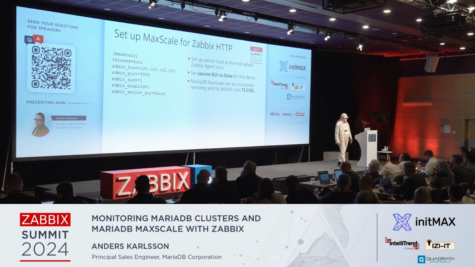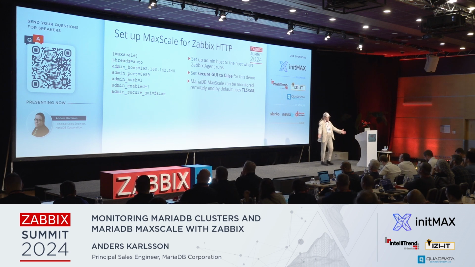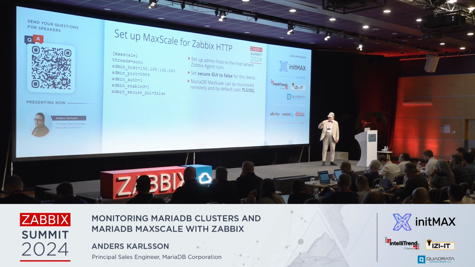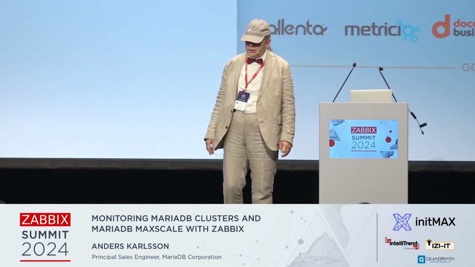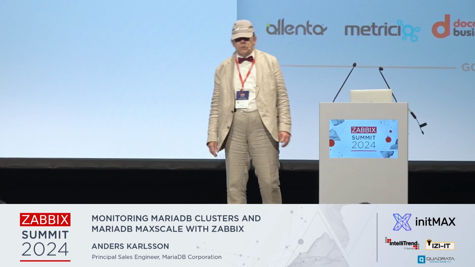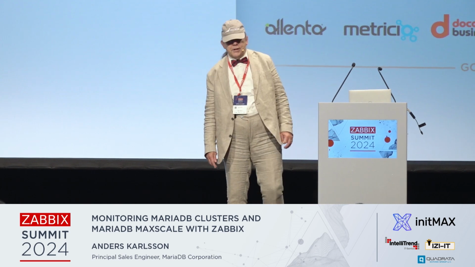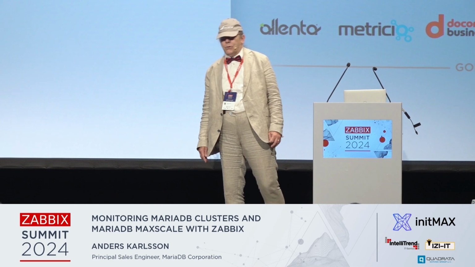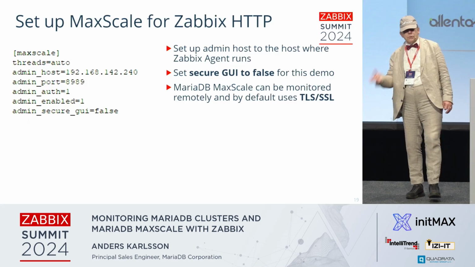So, now we're getting somewhat technical. To be able to use Zabbix to monitor MariaDB MaxScale out of the box, using the REST API, HTTP API, REST JSON, we need to set up a couple of things. Most of this is standard MaxScale configuration. The parameter to watch for is the last one, admin_secure_gui. That one is by default true, and that is the security thing. If that is set to true, which is the default, you require all those SSL certificates and all of that stuff, which security experts want.